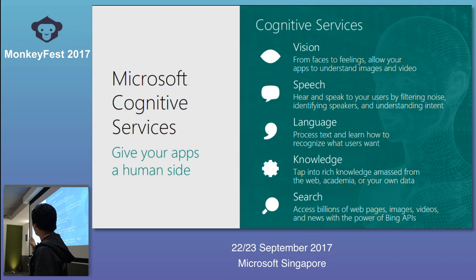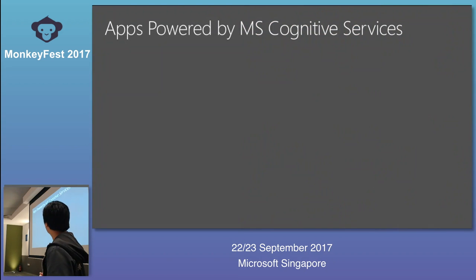So this is Microsoft Cognitive Services. It provides you with five kinds of categories. And if you see, this is the kind of artificial intelligence that humans can do right now, and then you can do it in your mobile apps. So, what kind of apps are powered by Microsoft Cognitive Services? They actually built some demos with those APIs.